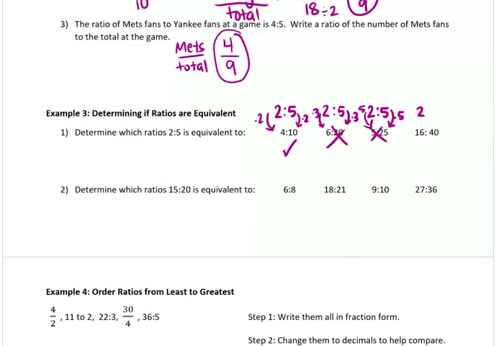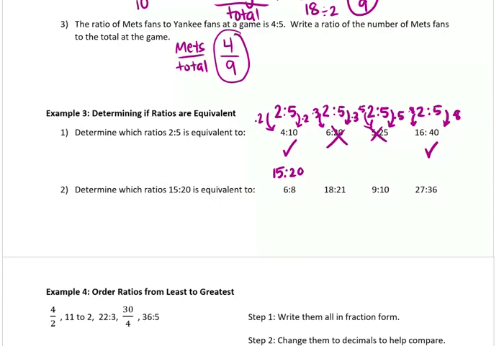And for the last one, I'd say 2 times 8 would give me 16, so 5 times 8 would give me 40, which is good. So the first and last ones are equivalent to that original ratio. For number 2, I'm looking here, I'm trying to do 15 to 20, see how that's related to 6 to 8. But 15 and 6, I can't really go from one to the other with multiplying or dividing. 20 over to 8, same thing.